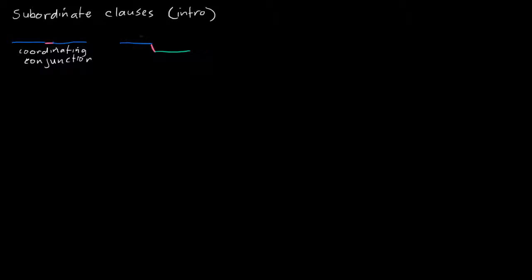So we'll just write that down. Subordinate conjunction. A conjunction is a joiner, basically. So you should be quite familiar with them, particularly coordinating conjunctions like and, but and or.